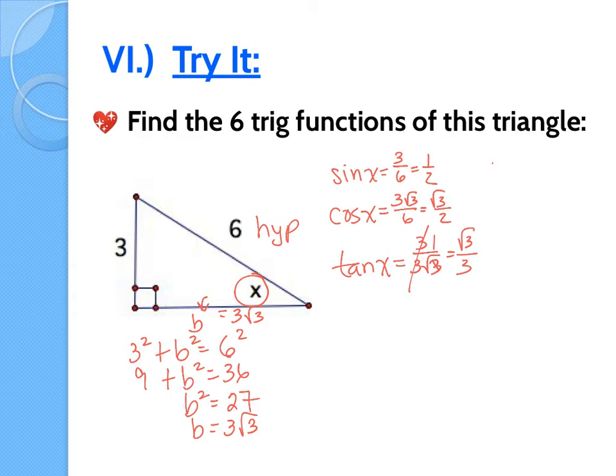So this is going to be cosecant of x is the reciprocal, so it's going to be 2. Secant of x is going to be 2 over root 3, which is going to rationalize to 2 root 3 over 3. And then the cotangent of x is going to be 3 root 3 over 3, which is root 3.